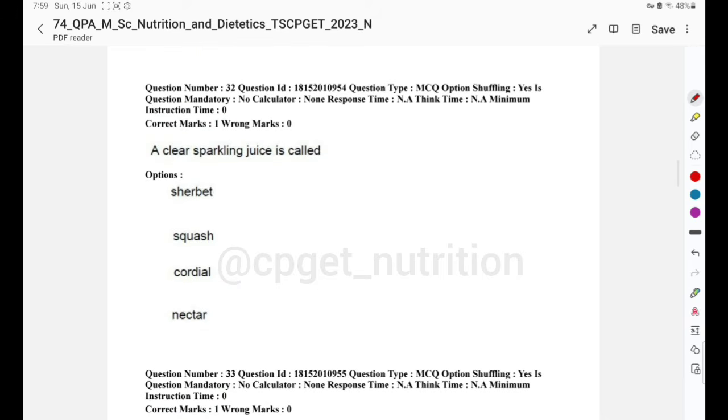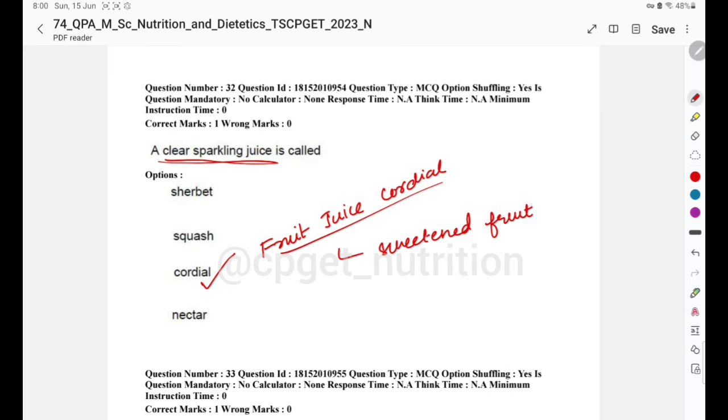Next question, a clear sparkling juice is called as dash. So here the correct option will be cordial, because fruit juice cordial is nothing but a sweetened fruit juice, and it is a clear juice. That means the pulp is completely removed and it is a clarified juice.